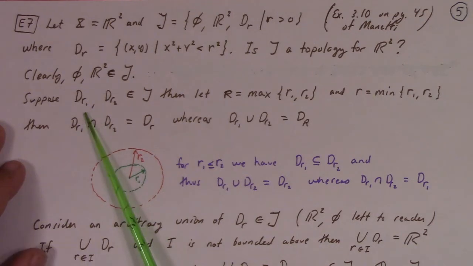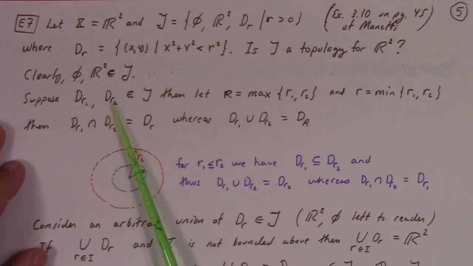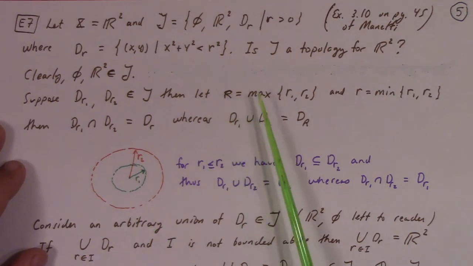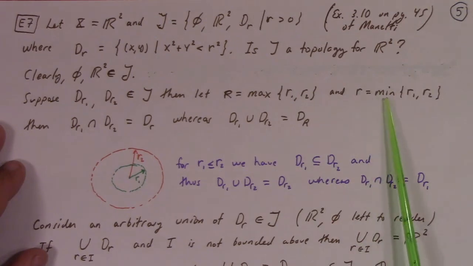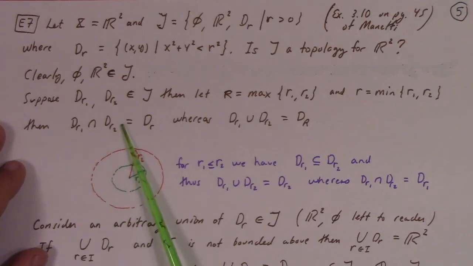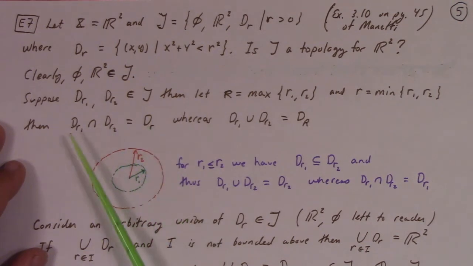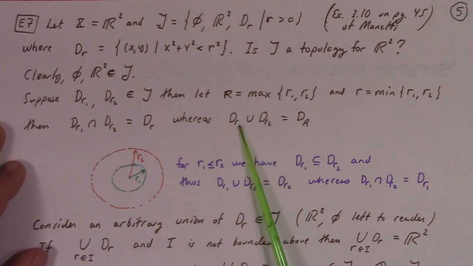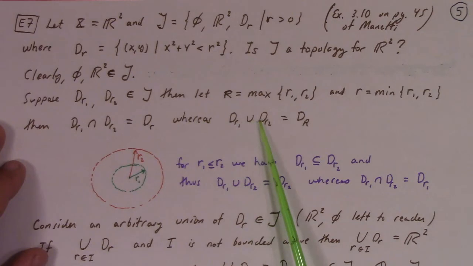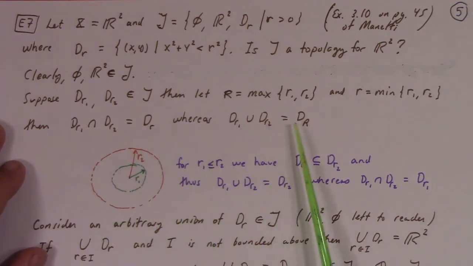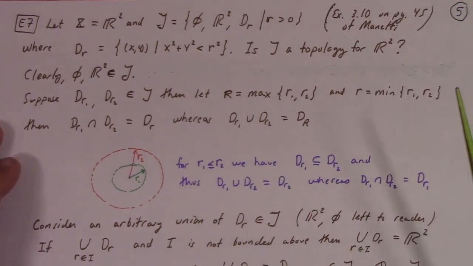Now, what if you had two disks of radius r1 and r2? If you let big R be the max of r1 and r2 and little r be the minimum of r1 and r2, you can pretty easily convince yourself that whichever one's smaller is the winner in the intersection, and whichever one's larger is the winner in the union, because in both cases, one is a subset of the other. So you can convince yourself that the union or intersection of two of these d sub r's is again a d sub r.